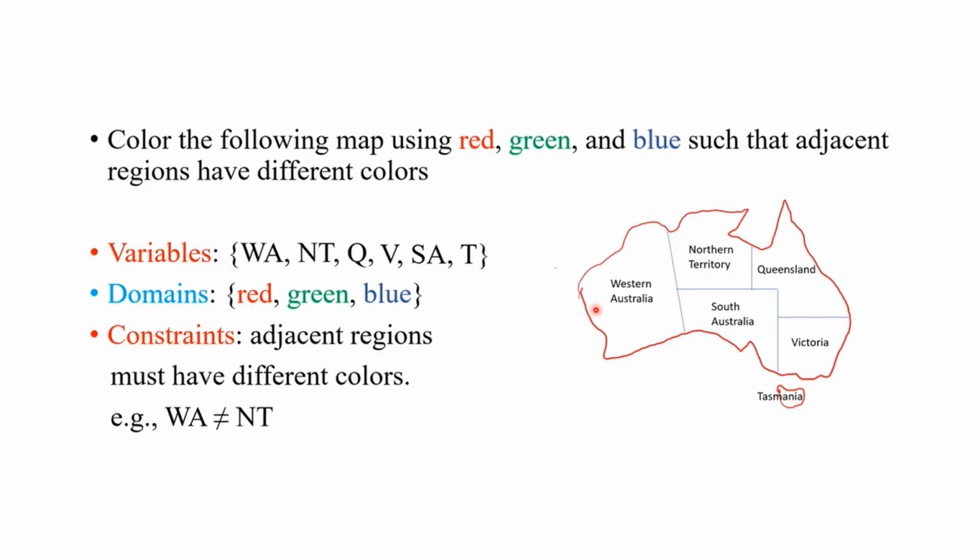The states of Australia are the variables. So there are six variables: Western Australia, Northern Territory, Queensland, Victoria, South Australia, and Tasmania. The domain has three values: red, green, and blue. Constraint, what's the constraint? Adjacent regions should not have the same color, so they must be different colors. For example, the same color cannot be used for Western Australia and Northern Territory.